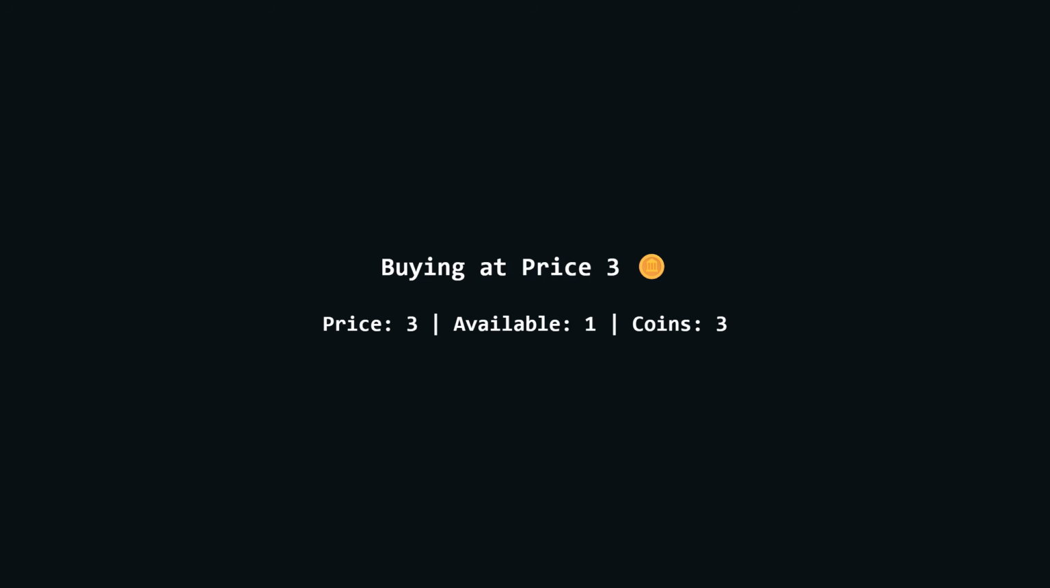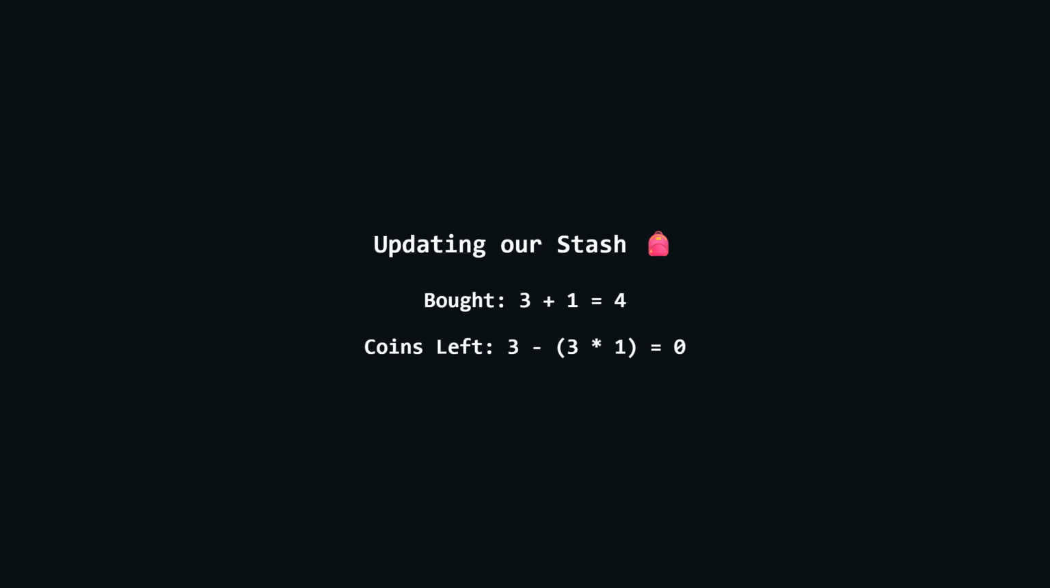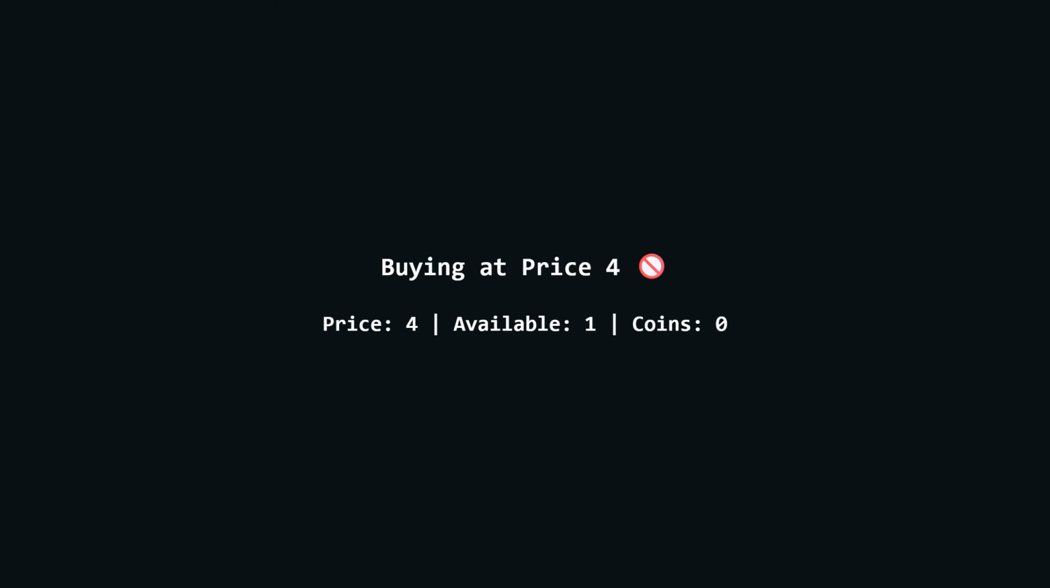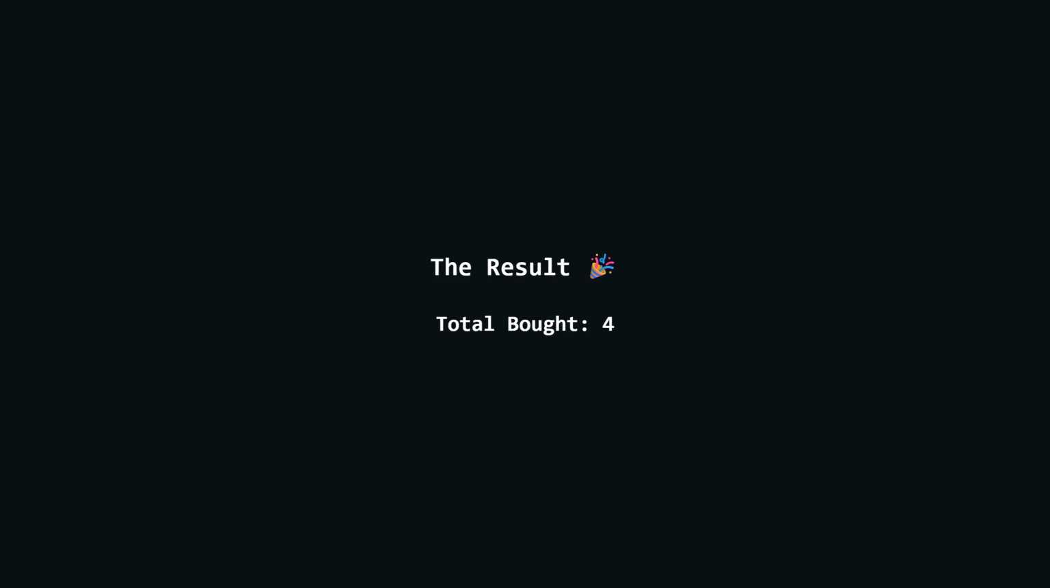Moving on to price 3. There is 1 bar left, and we have exactly 3 coins remaining in our pocket. We buy this one too. Our total bars bought bumps up to 4, but now we are completely out of money. When we finally check the bars costing 4 coins, we see we have 0 coins left, so our shopping trip immediately stops. And that is our final answer. By using counting sort and buying from the bottom up, we managed to buy 4 ice cream bars.